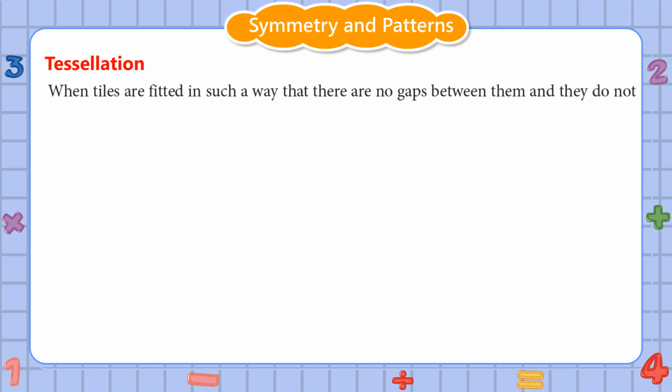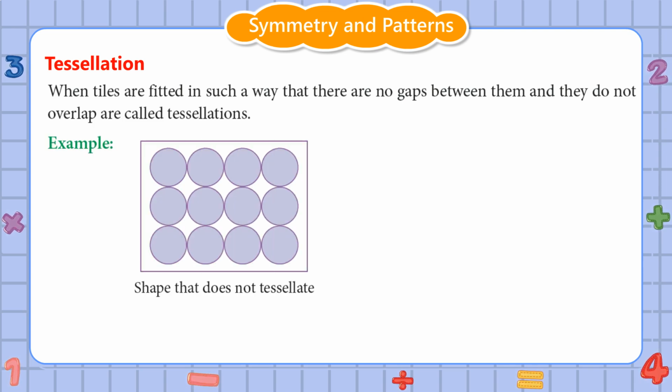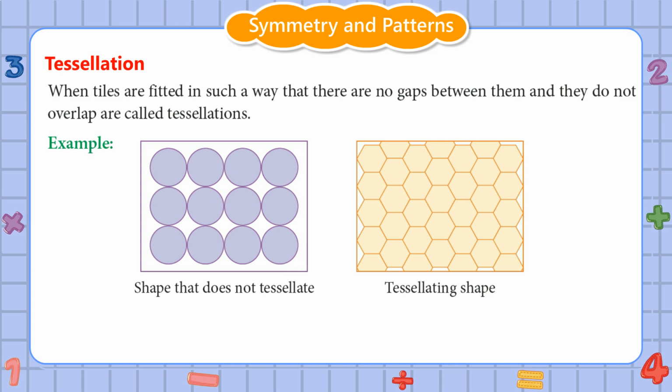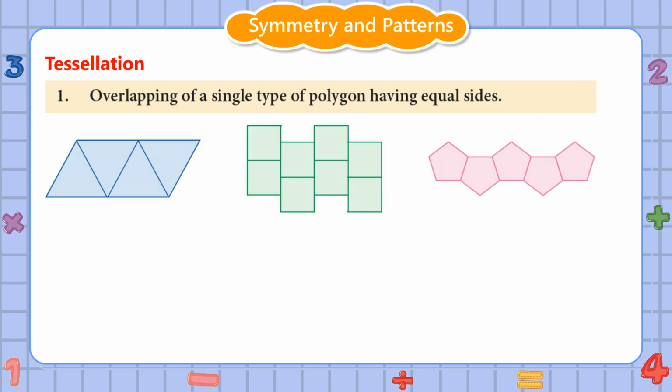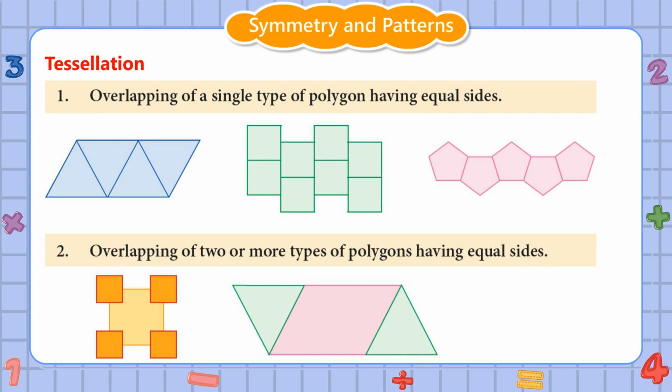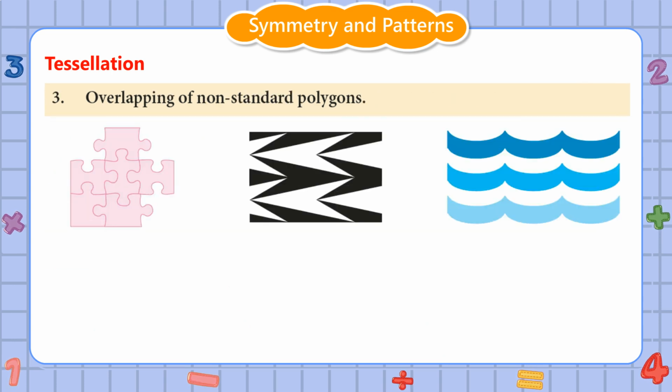Tessellation. When tiles are fitted in such a way that there are no gaps between them and they do not overlap, they are called tessellations. Example: shape that does not tessellate. Tessellating shape. Number 1. Overlapping of a single type of polygon having equal sides. Number 2. Overlapping of two or more types of polygons having equal sides. Number 3. Overlapping of non-standard polygons.